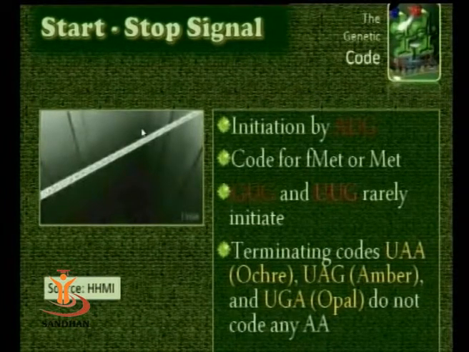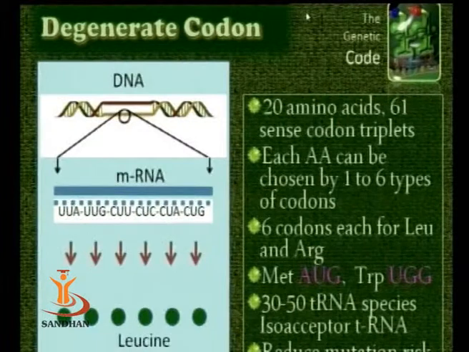But at the moment, it is very important to realize that out of 64, 3 have a very important function of bringing the polypeptide synthesis to termination. The next slide tells us about the degeneracy of the genetic code. Degeneracy, or redundancy, is a feature of the genetic code where a single amino acid can be encoded by more than one genetic code. And this tells us exactly why there are 61 codes for 20 amino acids.